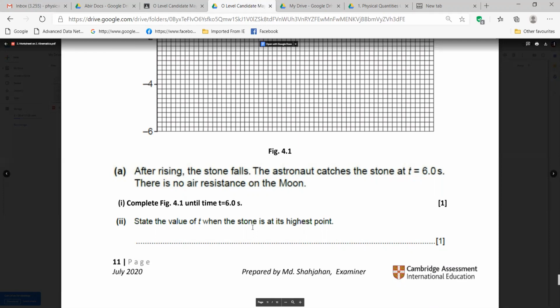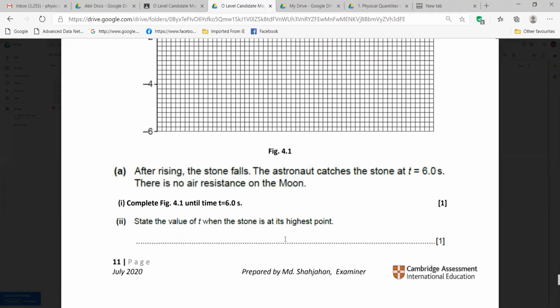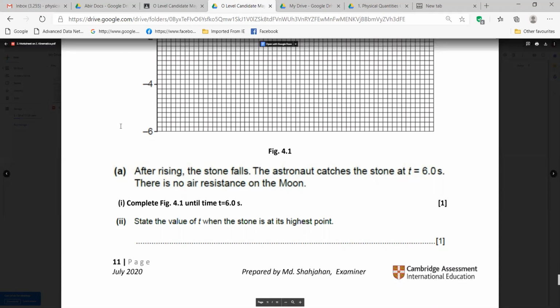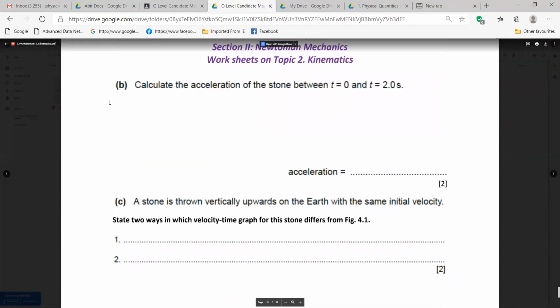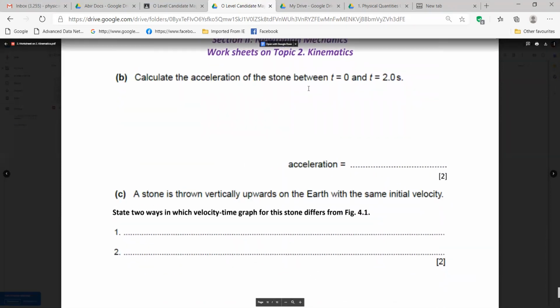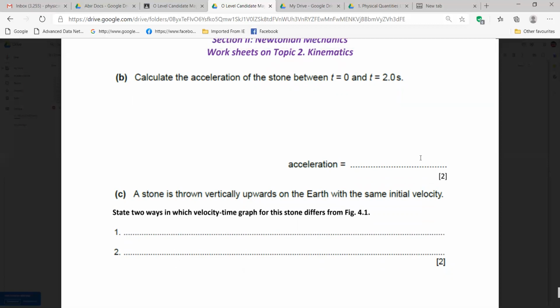State the value of t when the stone is at the highest point. From the graph we saw it. It is 3 seconds, right? Yes, 3, because at the highest point the velocity becomes 0. Now we are going to the last part. Calculate the acceleration of the stone between t equals 0 and t equals 2 seconds. For this one, we have to get the values from the graph.